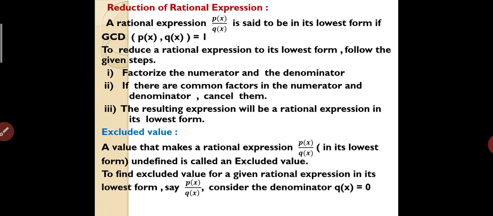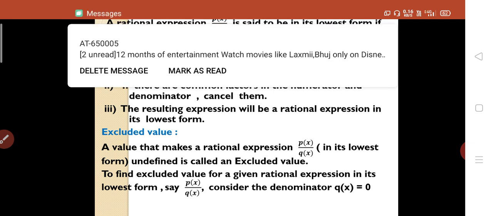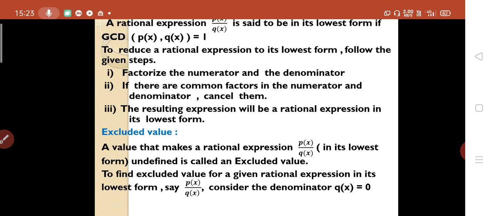To find the excluded value, for a given rational expression in its lowest form, say p of x divided by q of x, consider the denominator q of x equal to 0. To find the excluded value, we have to consider the denominator q of x is equal to 0. Now we are going to see the sums. At that time you can easily understand this concept, children, excluded value and the lowest form.